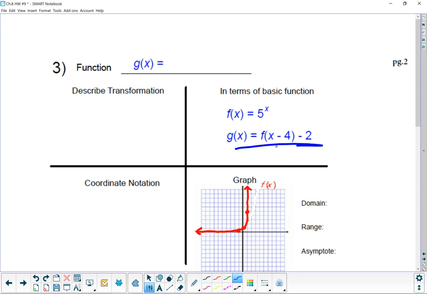Okay, so it looks like everything's done for us. It looks like instead of x in f of x, we're putting x minus 4. So when we rewrite it, it'll be 5 to the x minus 4, and that's all a little number, an exponent. And it looks like we have a minus 2 in the back of it. So it'll be a big minus 2, like that.